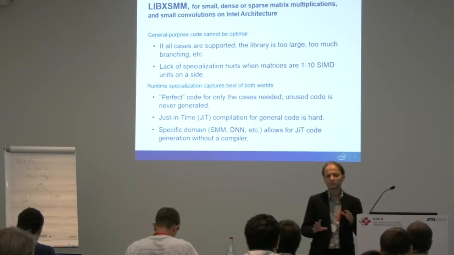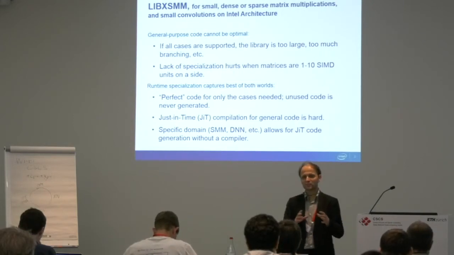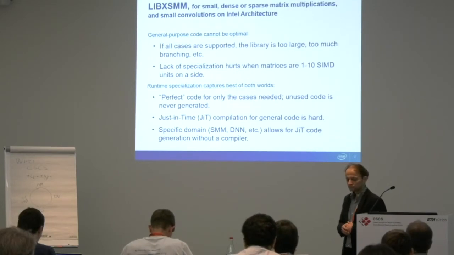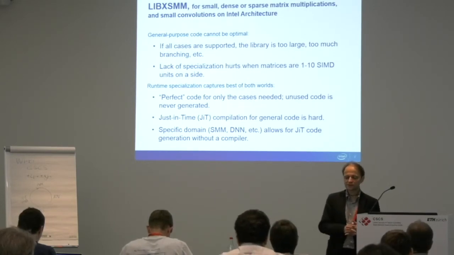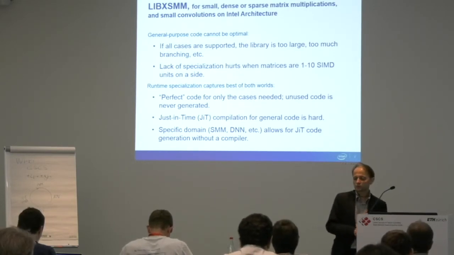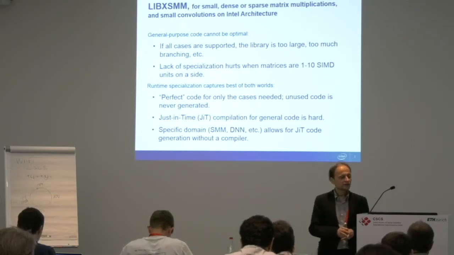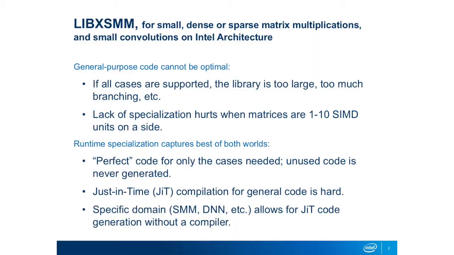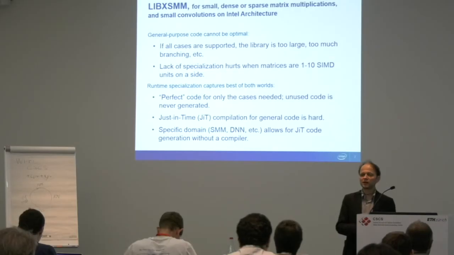Just to say something about sparse, because it always looks like a placeholder with no life in it. The general idea with this library is that general purpose code cannot be optimal. And if all cases are supported, the library is too large. We heard about upfront code generation. And in fact, some of the history of that library is that we generated upfront code using Python code printing C code, compiling C code, and then building a big static library.